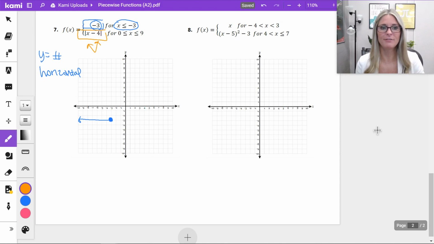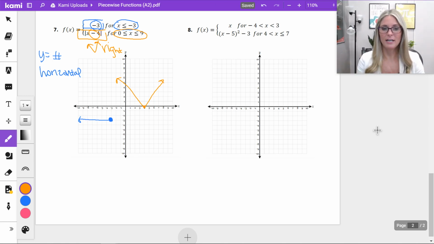Parent function is that V, but what's happened? It's moved to the right. Remember, when it's inside, it goes opposite of what we would expect. So I'm thinking over here at +4, I have a nice, beautiful V for my absolute value. Our defined domain is from 0 to 9.